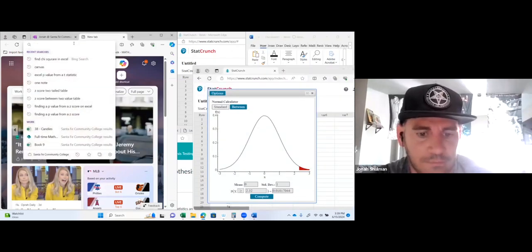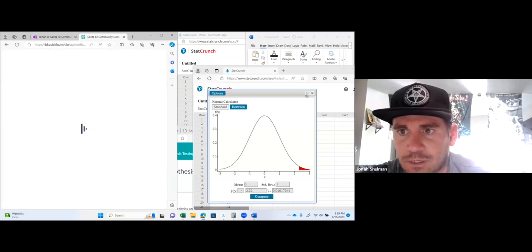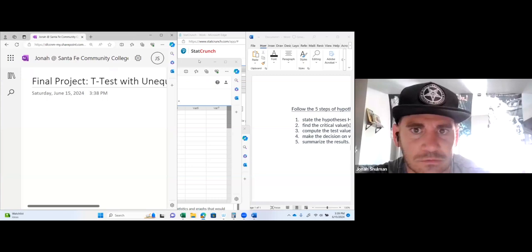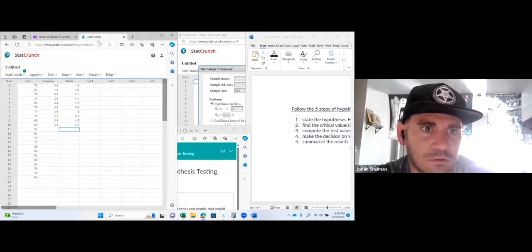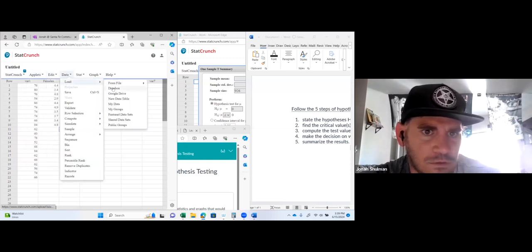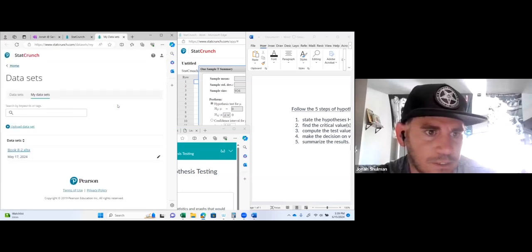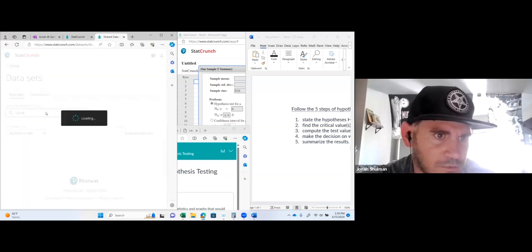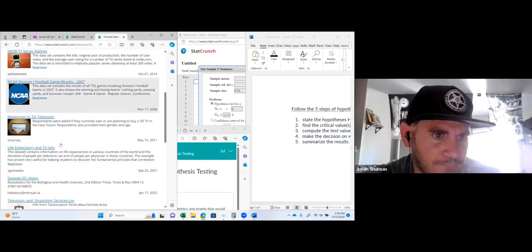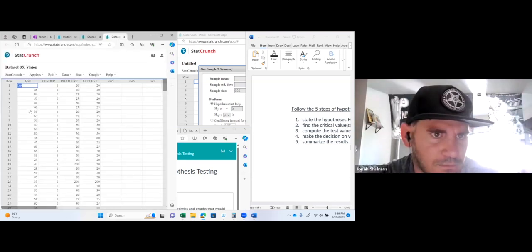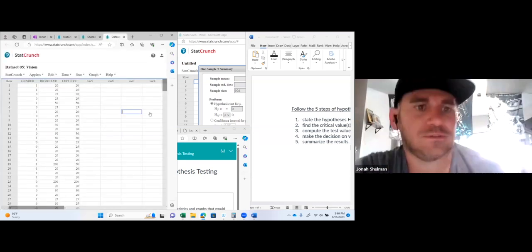I want to go to where the data set is, but I think that's in just regular StatCrunch. Just go to my data. Maybe it's there. Yes. Okay, so we've got to find the vision one. I think this was it. Yes, cool. I like it. I like it a lot.